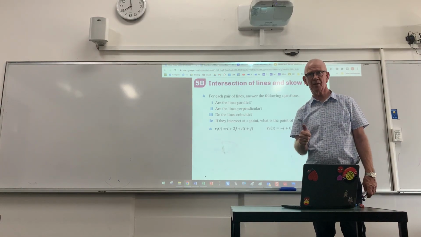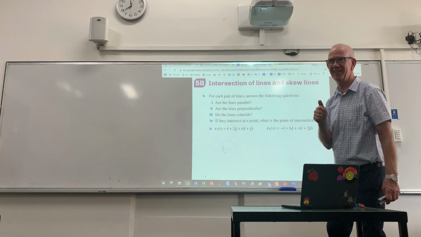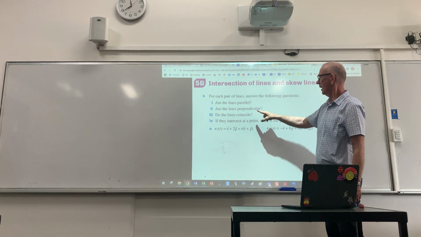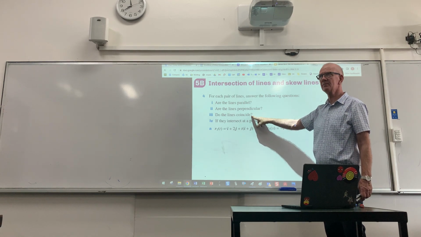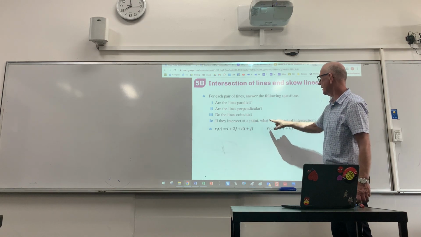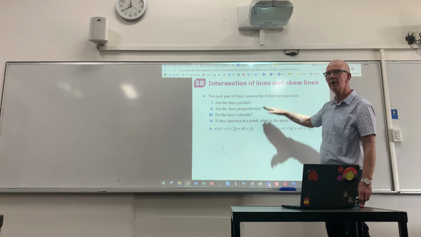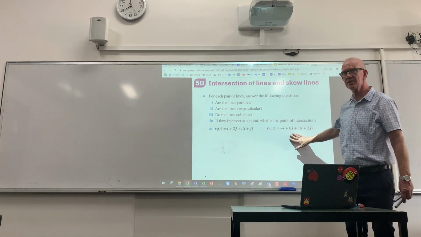Question number 4. Are they parallel? Are they perpendicular? Are they coincident, or do they coincide? If they intersect, what is the point of intersection? So all 4 questions about the 4 situations that occur, and I've just picked 4 as an example.